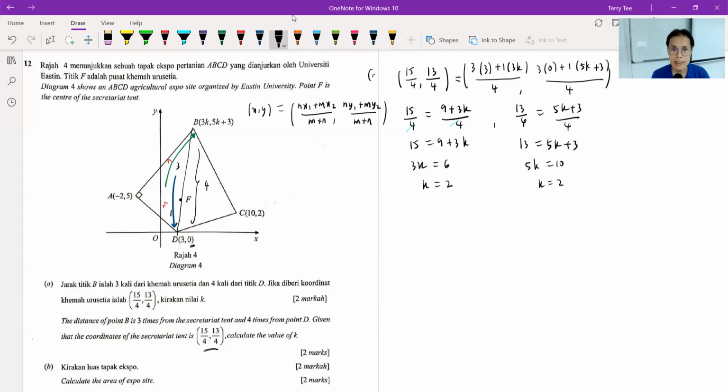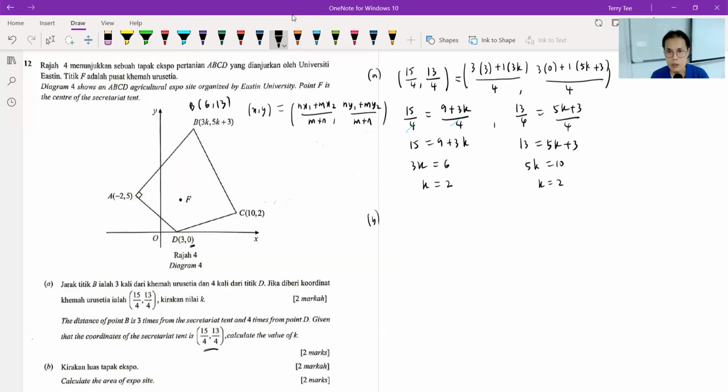Okay, next we are finding the area of the exposed site. That means the area of this quadrilateral. Now that I know my k is 2, I'm going to substitute. 3 times 2 is 6, 5 times 2 is 10, 10 plus 3 is 13. I know the coordinate of point B is 6, 13.